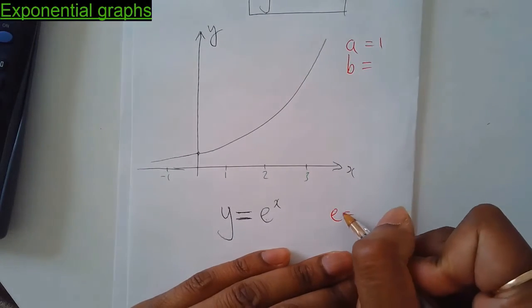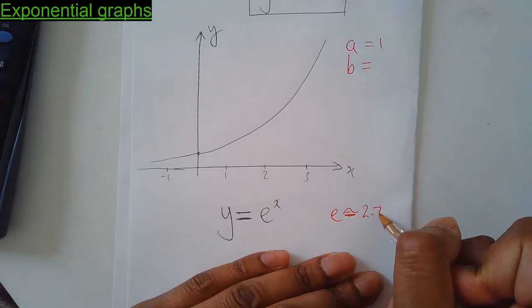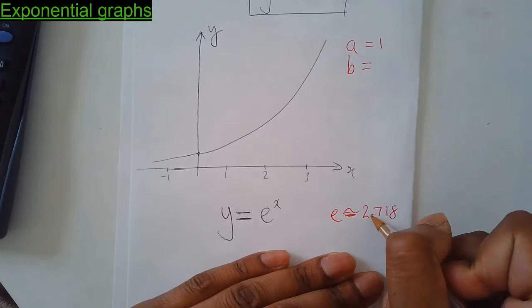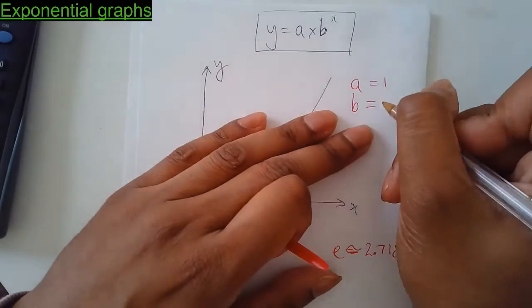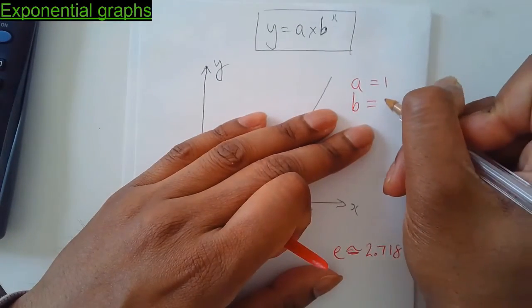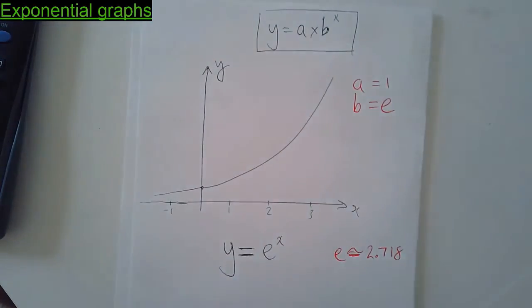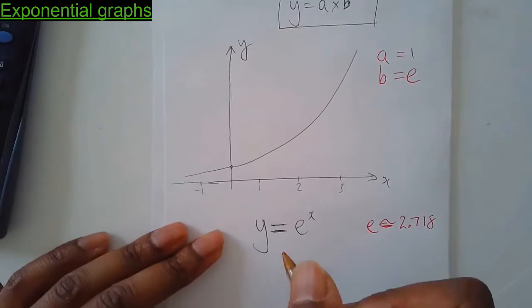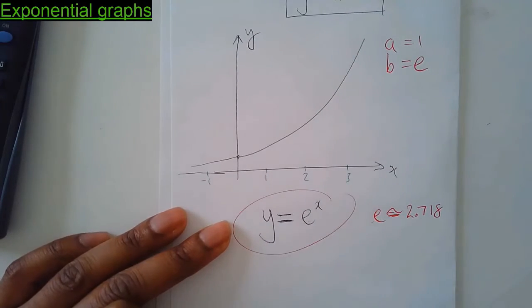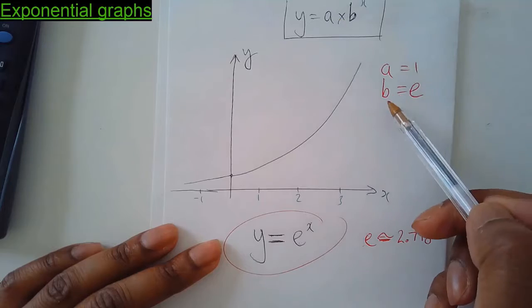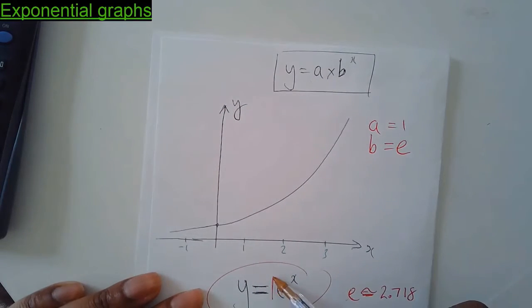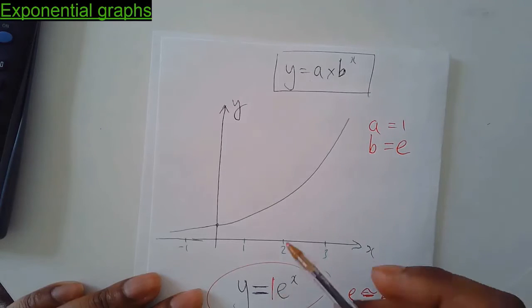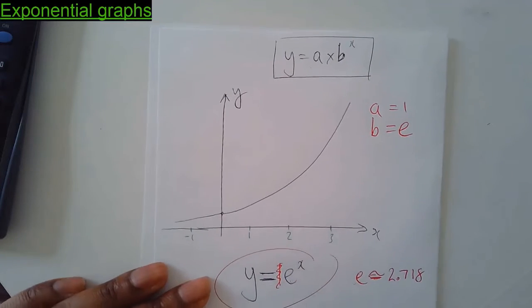It's approximately equal to 2.718. That's the approximation. It's similar to pi. So I'm representing b with the letter e, where e is 2.718. And here it is. Right, you're probably thinking, well, where's the 1 gone? Well, in algebra, you don't need to put the 1 in front of the letter, so you can just leave that out. So that's what it is.